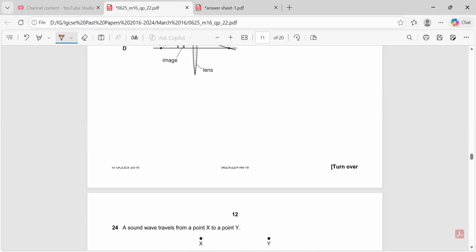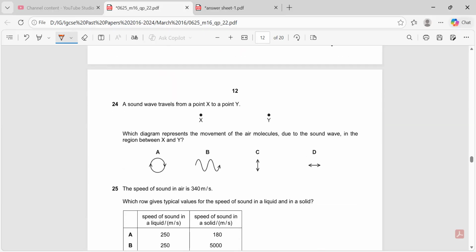24. A sound wave travels from point X to point Y. Which diagram represents the movement of air molecules due to the sound wave in the region between X and Y? Please, I want you people to give me the answer. What can be the answer for this question number 24? Sound waves are longitudinal waves or compressional waves. In sound waves, the molecules are moving in a direction parallel to the direction of energy transfer, or parallel to the direction of motion of the particles.